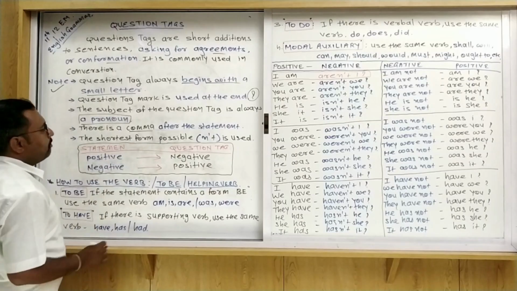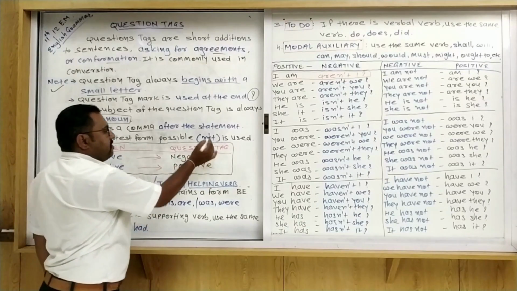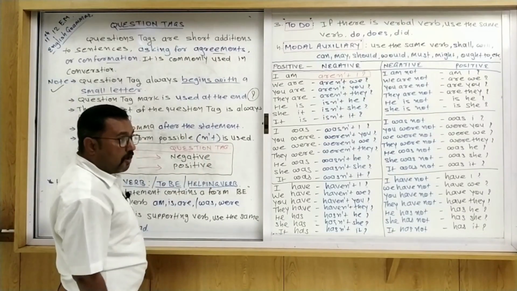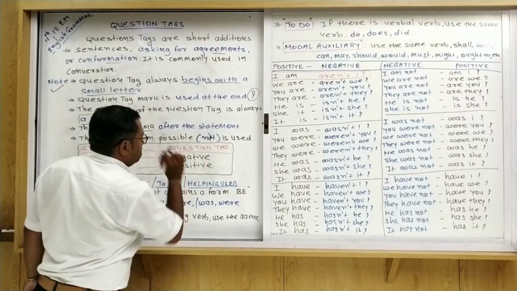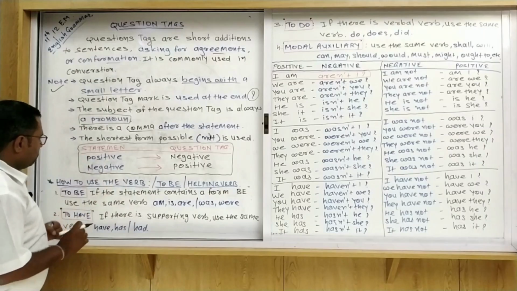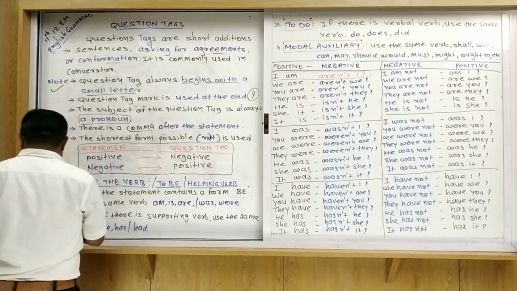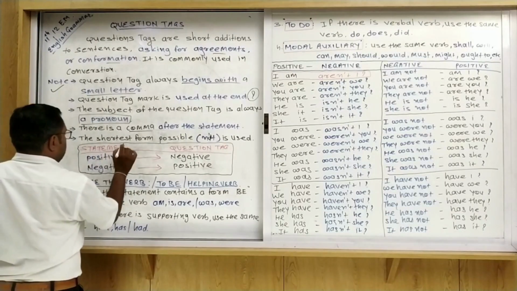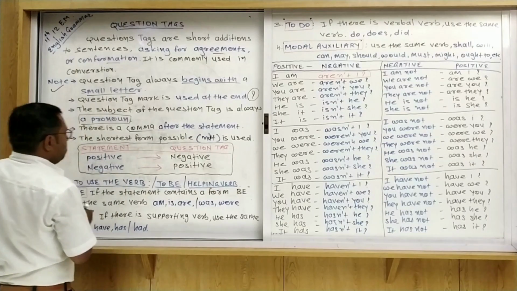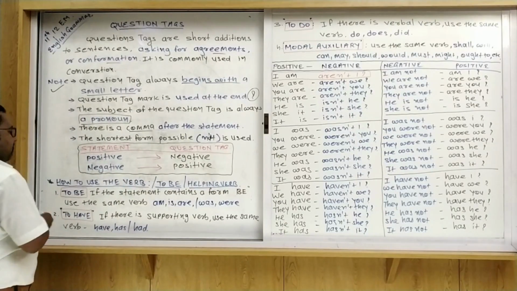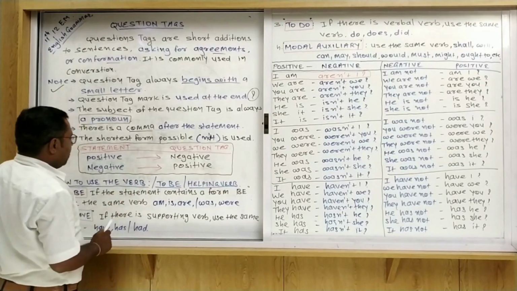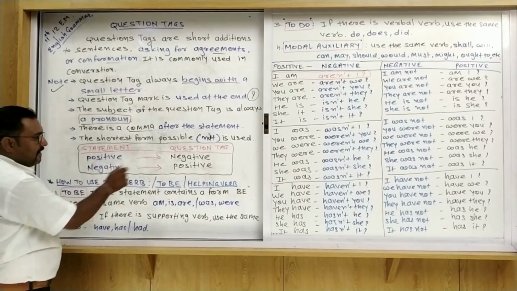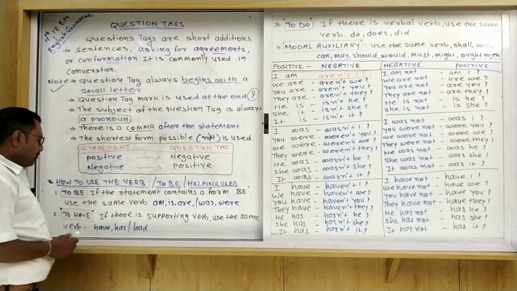The shortest form possible. Not, so we remove the not here. So is used. For example, the statement and question tag: if the statement is positive, then the question tag is negative. If the statement is negative, the question tag is positive.